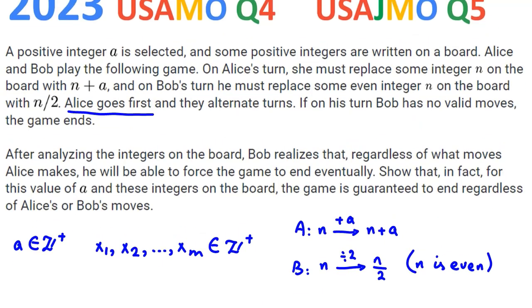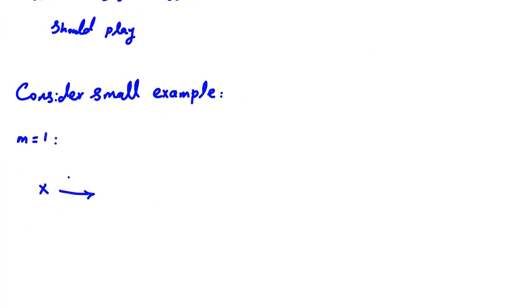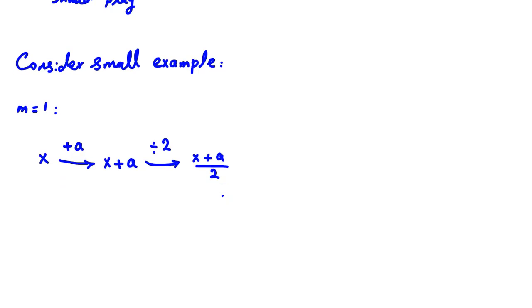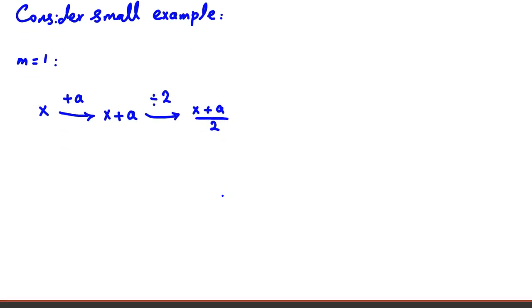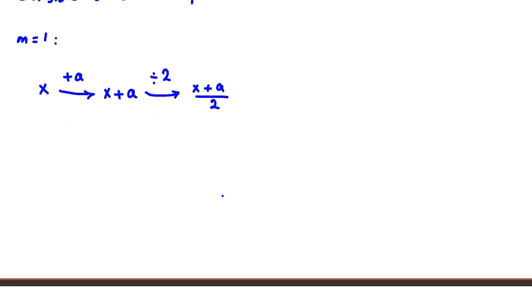Then in the next step, the problem says Alice goes first. So it goes to X plus A. Then Bob divides by 2. It will be X plus A over 2. I want to first analyze the case that, for example, it doesn't stop. It goes up to infinitely many steps. Let's analyze that case first.